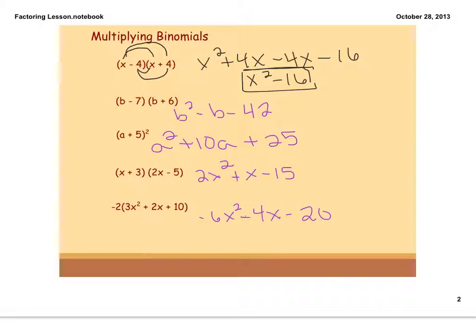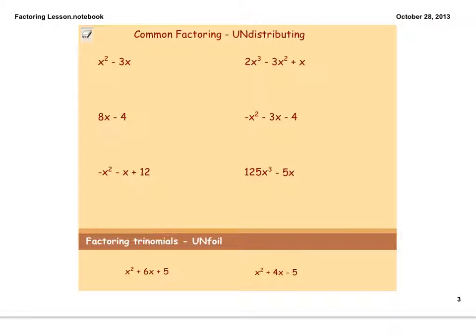No issues there. Now, when we talk about factoring, there's a few different ways that we can approach this. The first thing that we can look at is common factoring. So factoring out a greatest common factor of a binomial, a trinomial, whatever the polynomial is. So for the first one, we have x squared minus 3x. I can factor x out of both terms. So I'd be left with x times x minus 3.